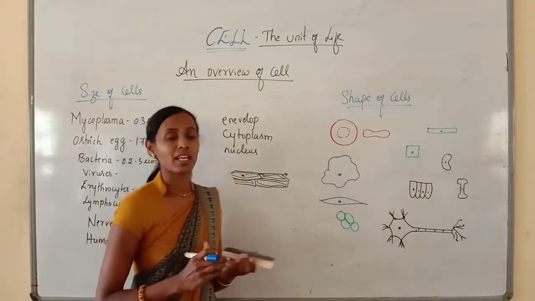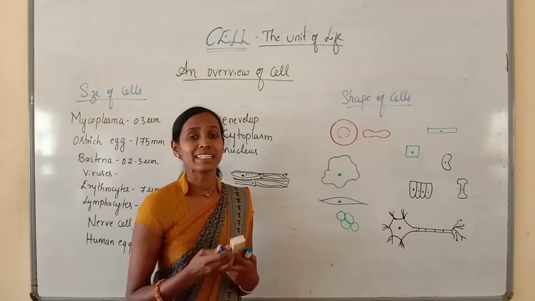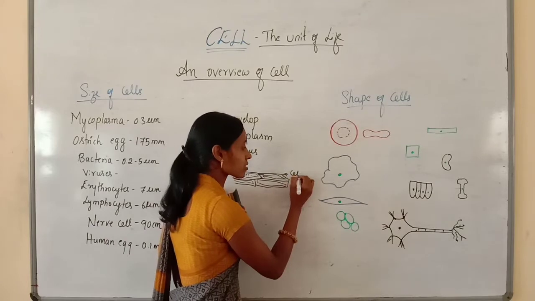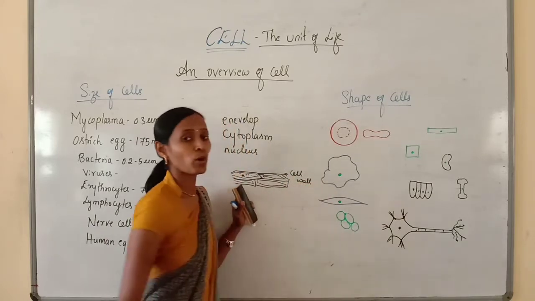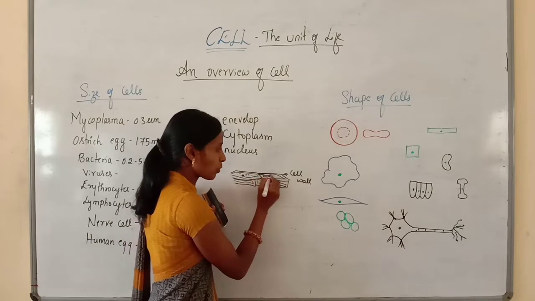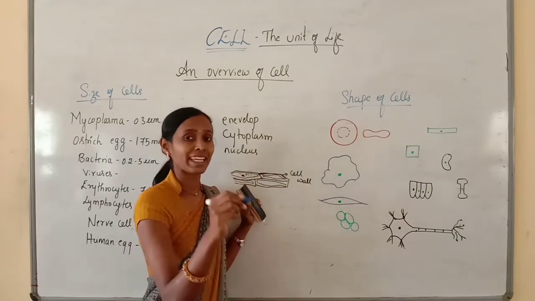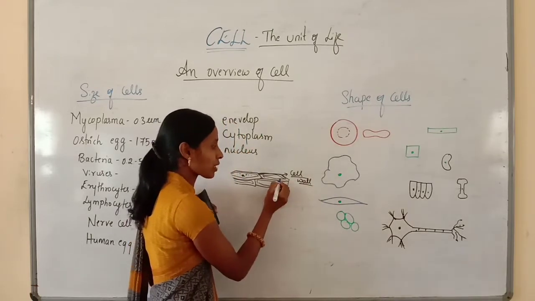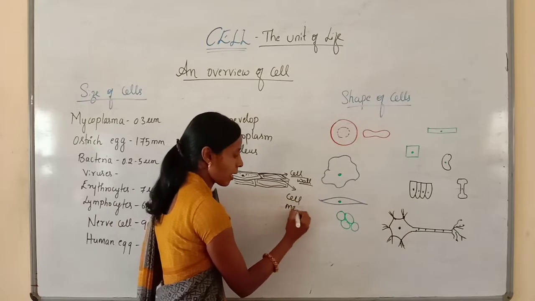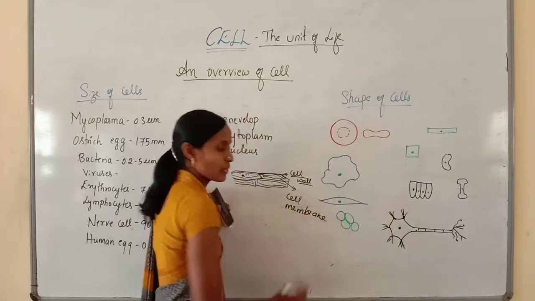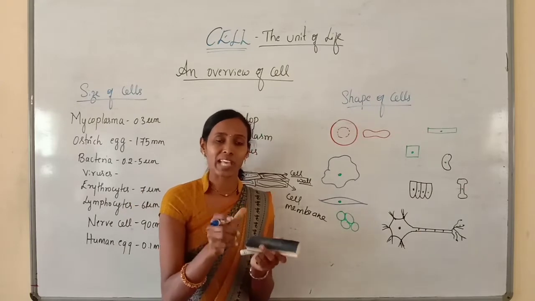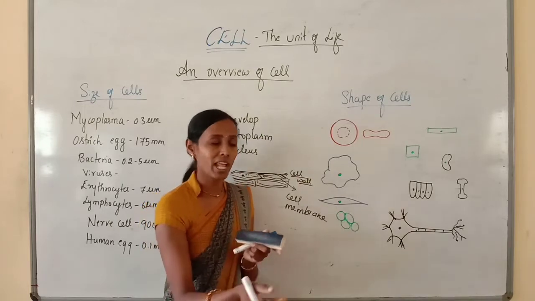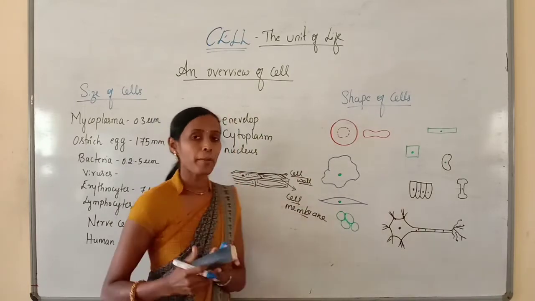This plant cell has a distinct cell wall as its outermost boundary. The outermost boundary or outermost covering in any plant cell is called the cell wall, and just within the cell wall we can find one more membrane. It is called the cell membrane. So in a typical plant cell, the outermost boundary is the cell wall, and just within the cell wall there is another membrane called the cell membrane.